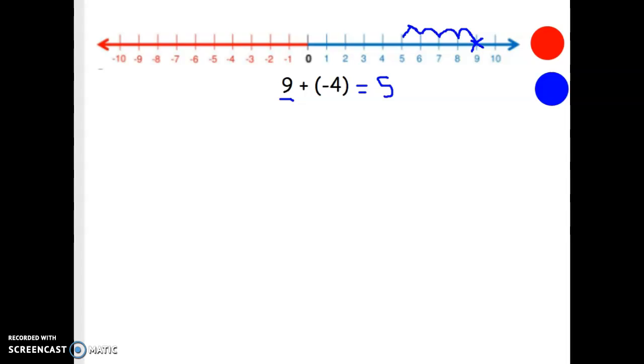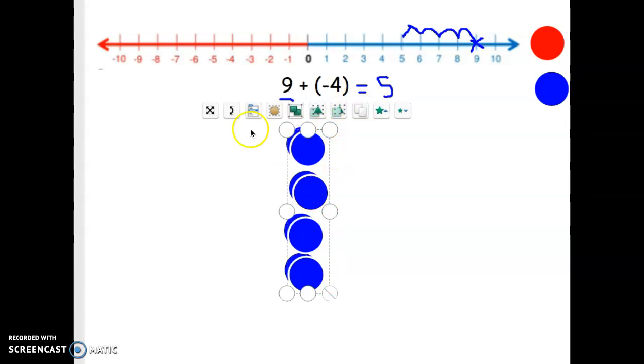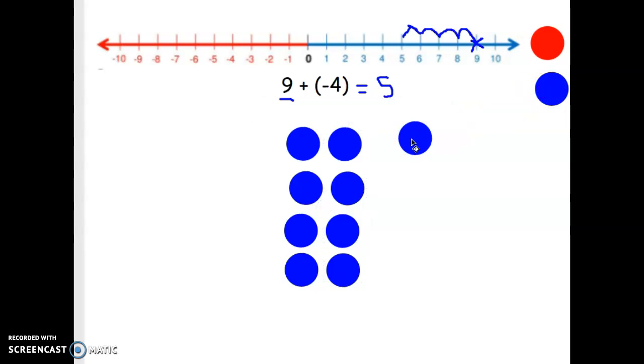Now let's also see how this works if we use counters. If my blue counters are positive and my red are negative, this is how it would look. 9, and then I would add negative 4. And I'm going to put these right over top because when we add a negative and a positive together, it ends up equaling 0. So that would then leave us with 5.